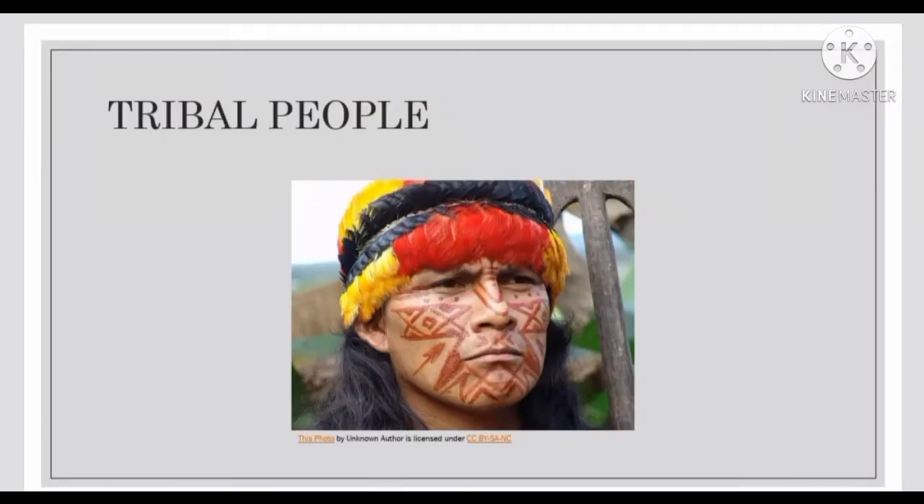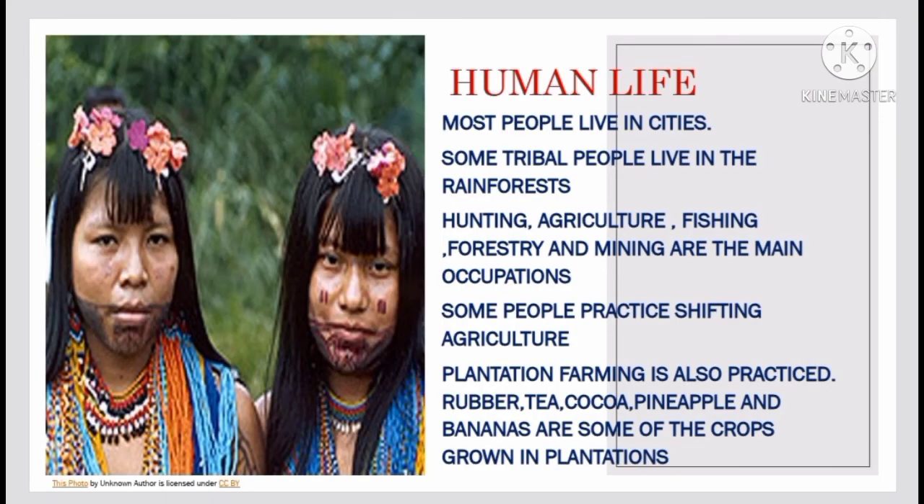Next topic is about the human life in hot and wet equatorial region. Most people in this region live in cities along the coast as the living conditions within the rainforest are very difficult. Small groups of tribal people, however, continue to live in the rainforest. Hunting, agriculture, fishing, forestry, and mining are the main occupations in this region. Some people practice shifting agriculture.